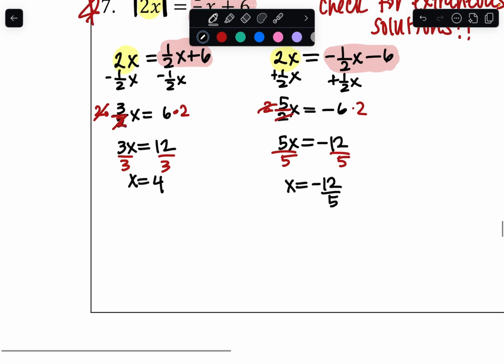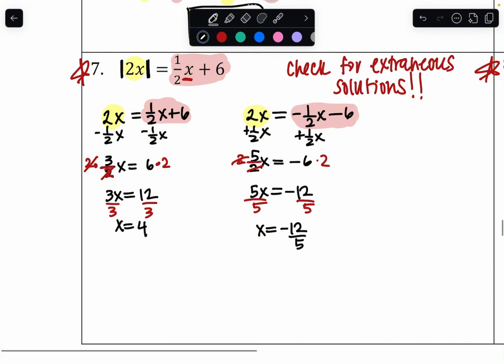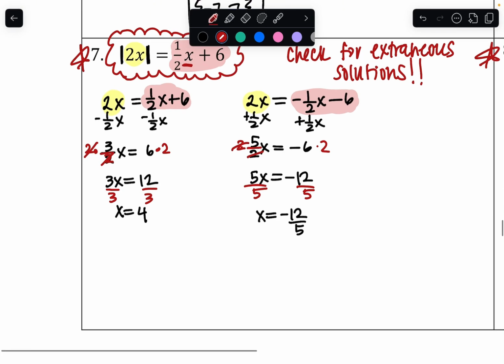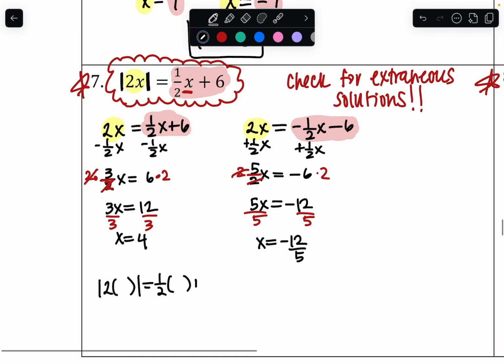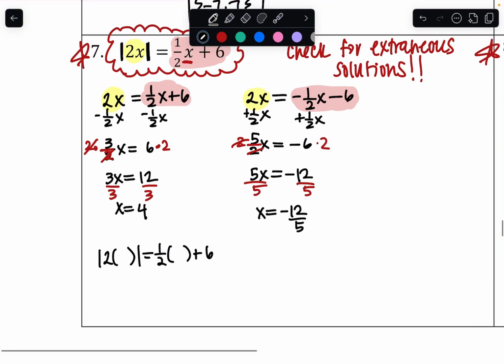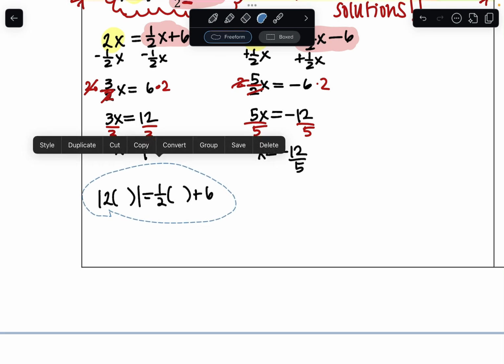Okay, and we have to check both of these for extraneous solutions. So we'll start with the easy one, the 4. And when you're checking for extraneous solutions, always go back to the original equation before you started doing anything. Okay, and so absolute value of 2x equals 1/2 x plus 6. So setting up the equation with bars and replacing the x's with parentheses, because we're going to use that for both.